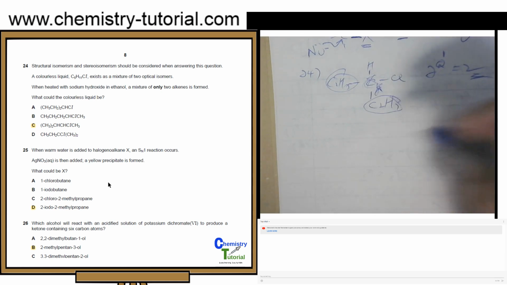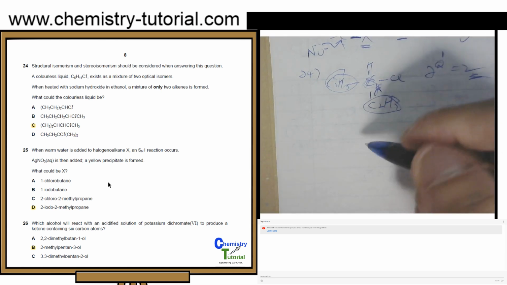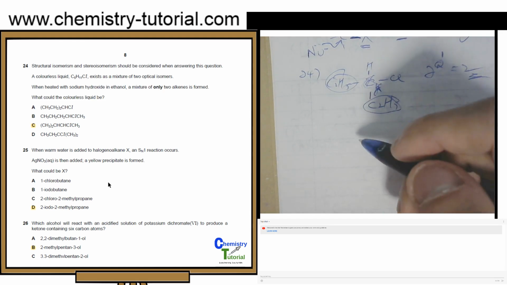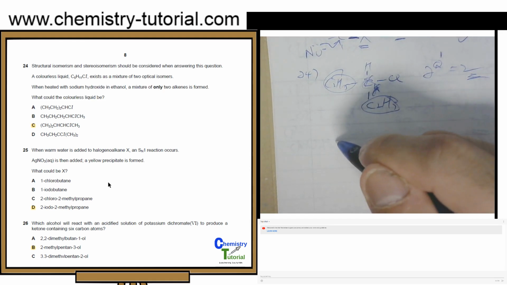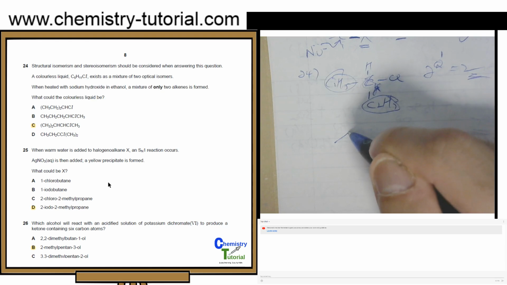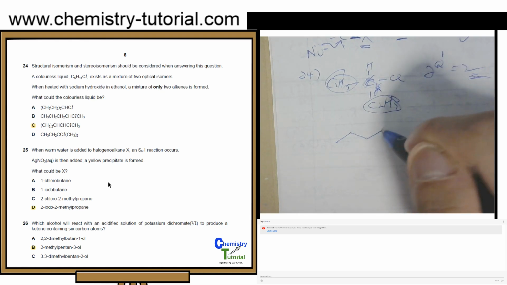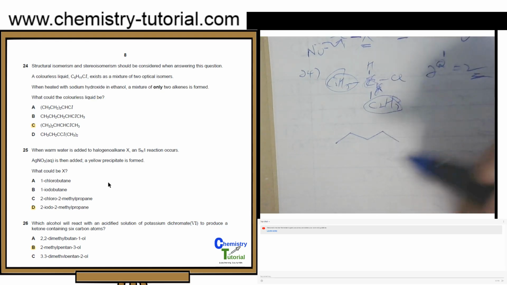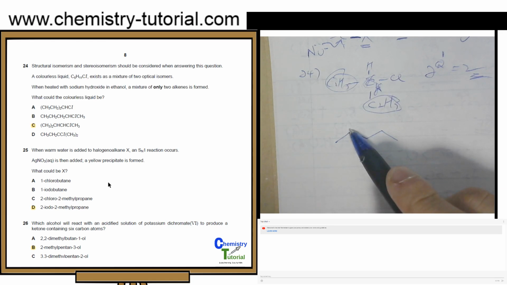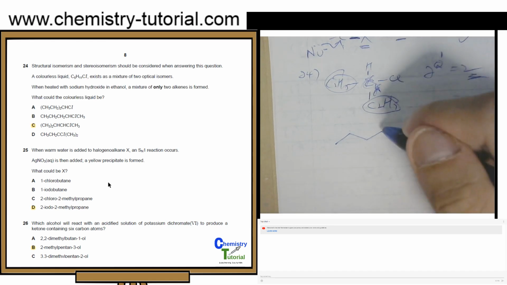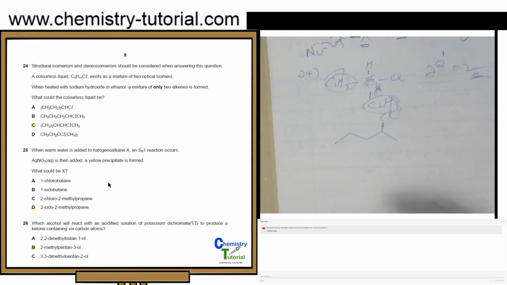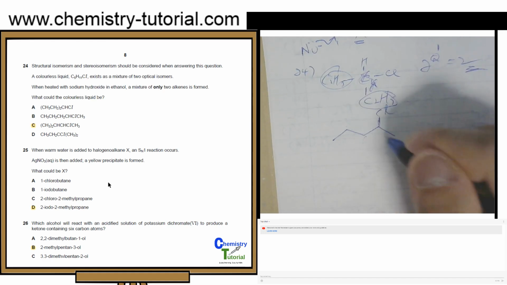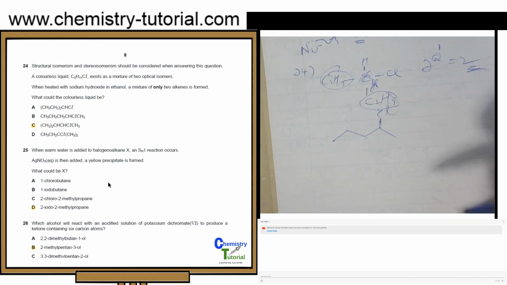Let's consider option B. Same thing actually for option B, let's see. So we have CH3, CH2, CH2, I'm just going to use a skeleton. Then there's a C here, there's a CH3, and there's a Cl over here. So CH3, CH2, CH2, C, Cl, H, CH3.